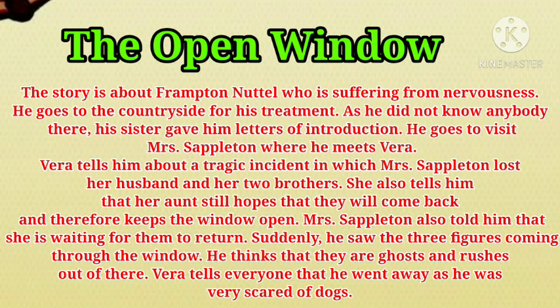Vera tells him about a tragic incident in which Mrs. Sappleton lost her husband and her two brothers. She also tells him that her aunt still hopes that they will come back and therefore keeps the window open. Mrs. Sappleton also told him that she is waiting for them to return. Suddenly, he saw the three figures coming through the window. He thinks that they are ghosts and rushes out of there. Vera tells everyone that he went away as he was very scared of dogs. So this is the short summary of the story The Open Window.